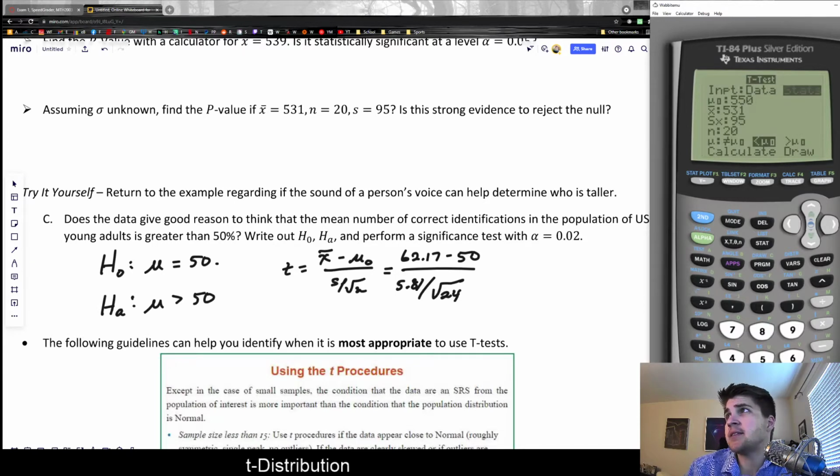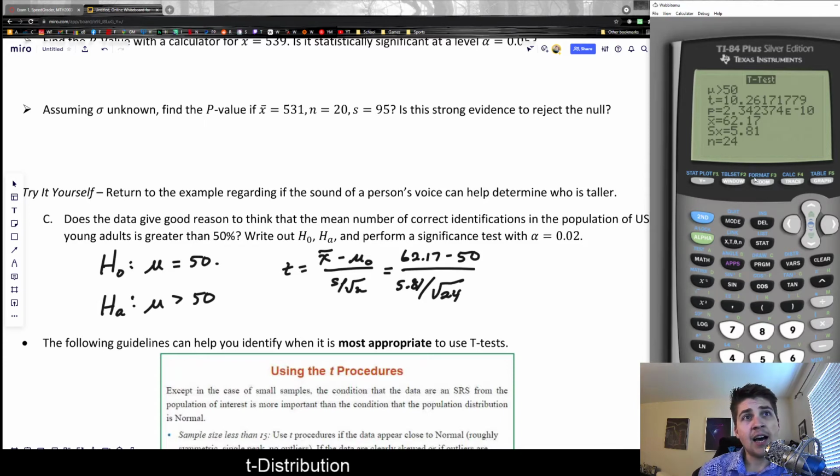So we have, again, a t-test. Our null hypothesis here is that we have a 50% chance of guessing correctly who is taller of the pair. Our sample mean was 62.17. This seems significant just without doing anything, but we've got to run the numbers. Our standard deviation was 5.81, and our sample size was 24. We were under the assumption that we had a greater probability in this particular case. Calculate, and what we end up with is a t-statistic of 10.26. I assume that is consistent with what we would have had if we had actually calculated it.